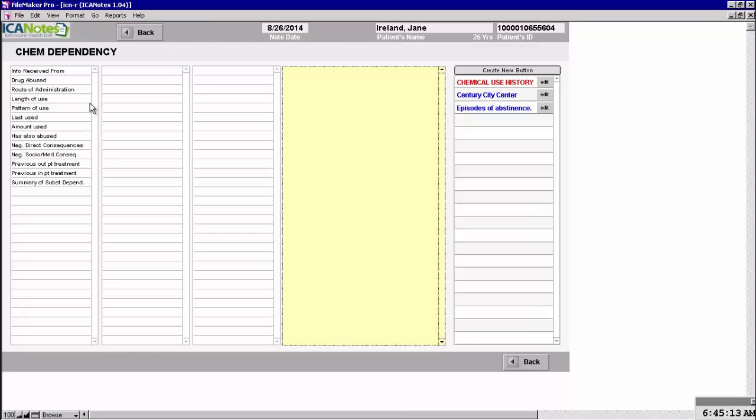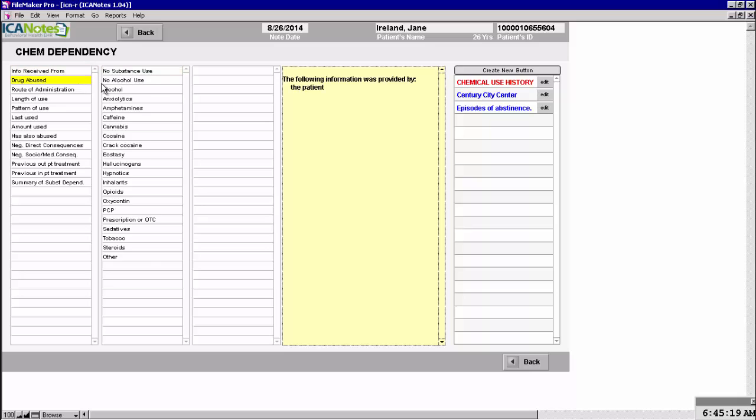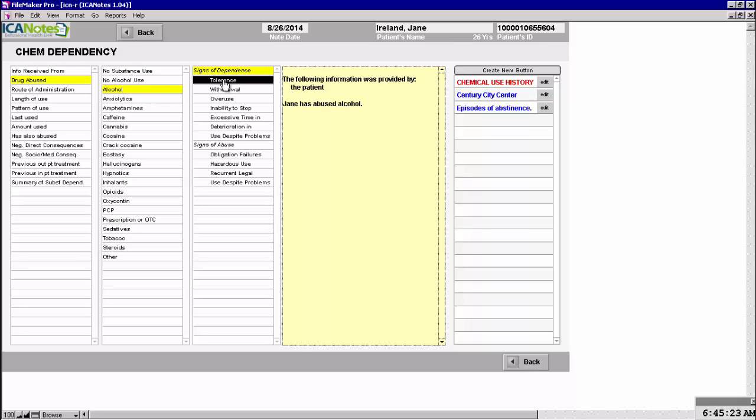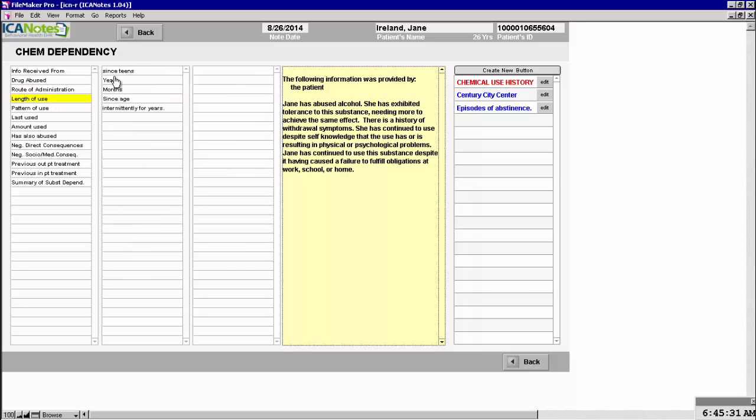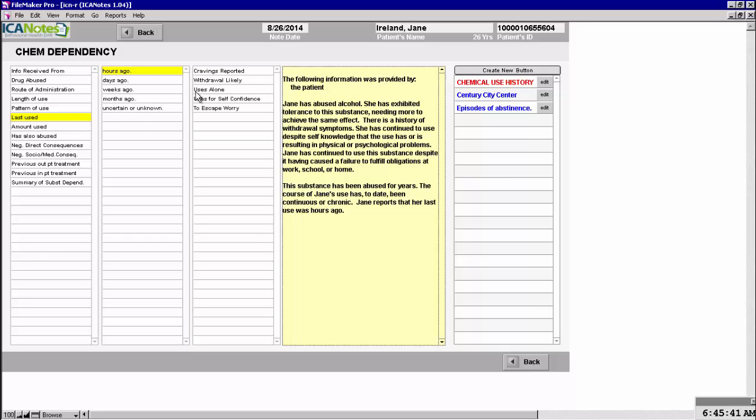Chemical use history. Information was received from the patient, maybe the family, what drug was abused. Let's just go with alcohol for right now. There are signs of dependence. This patient's tolerant, withdrawing, uses despite problems, and has had obligation failures. Length of use has been for years. Pattern of use is chronic or continuous. Last used just a couple of hours ago.